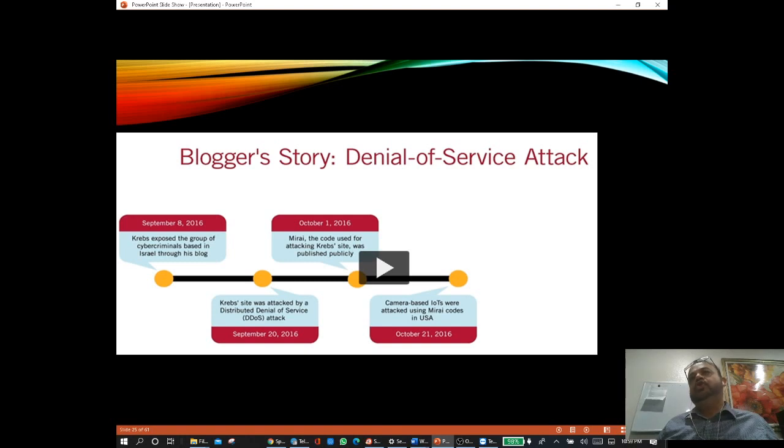Imagine you had to close your business because you were ethical in your approach, and you were trying to be a whistleblower and expose an organization that was trying to cheat and get the cyber attacks within the market. And this organization, the culprits who were getting exposed, then got after this website, and there was a denial of service.